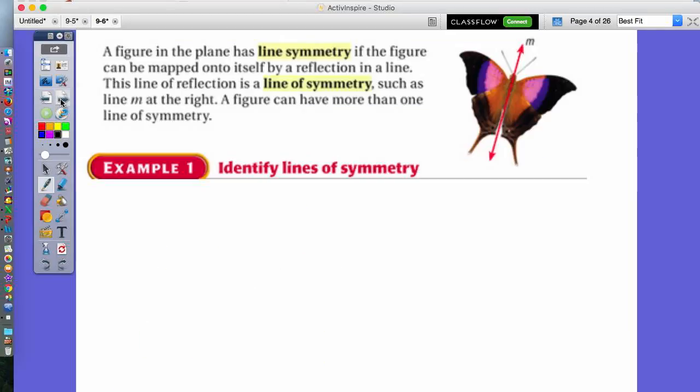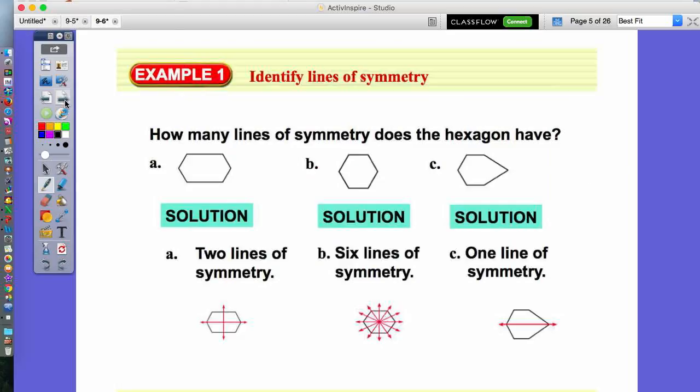It's important to remember that a figure in a plane has a line of symmetry if the figure can be mapped onto itself by reflection in a line. You're familiar with lines of symmetry. So basically, line M breaks the image of this butterfly in half, and the image on the left could be folded over and mapped onto the image on the right. Map means lays on top of it with nothing overlapping on top or underlapping on the bottom.